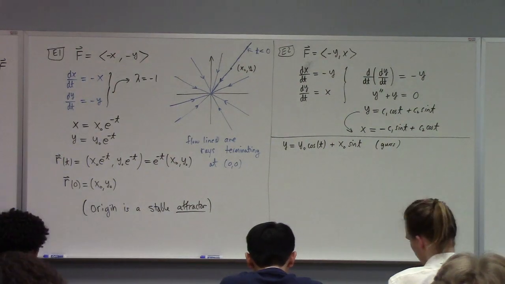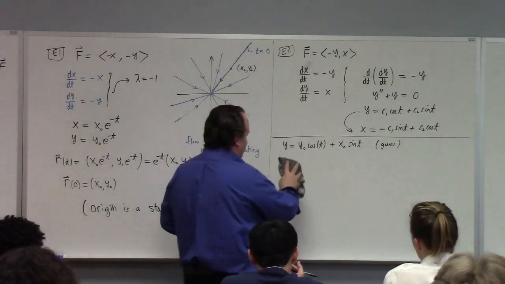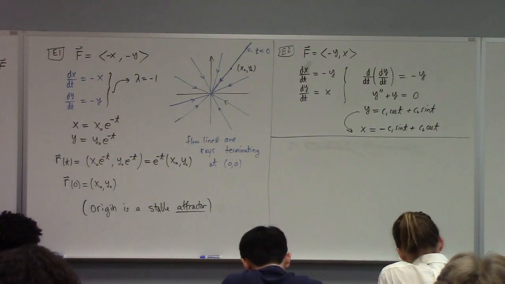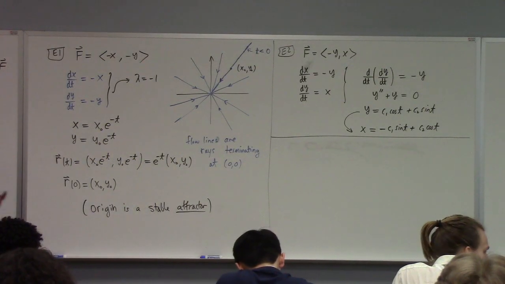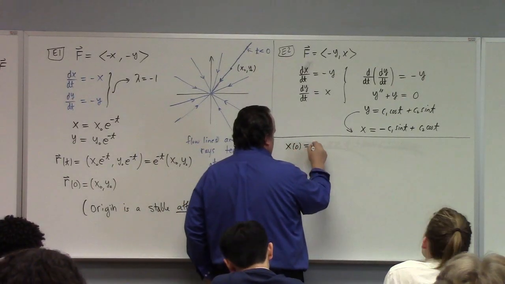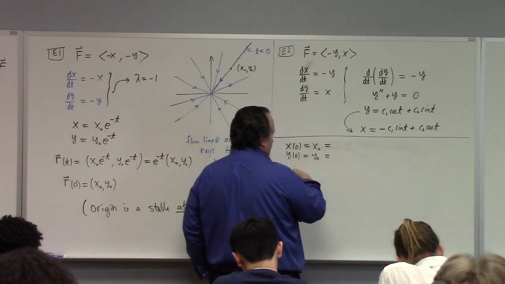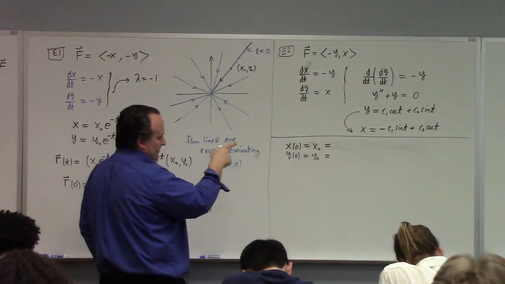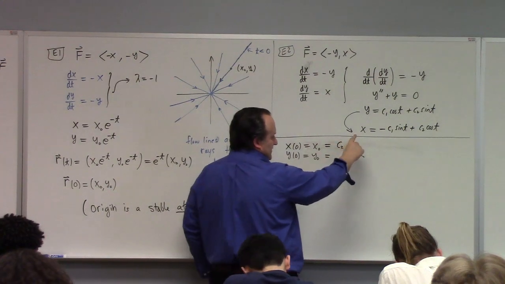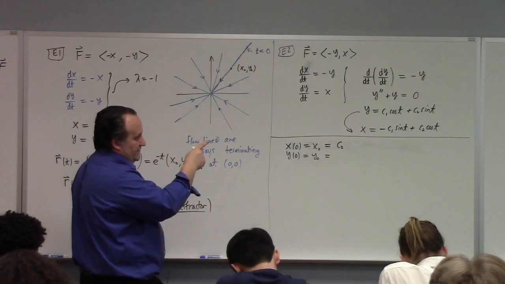What do I want right now? The c1, c2 formulas above are general, right? So we can solve those for the desired x naught, y naught. So I want x of 0 to be x naught and y of 0 to be y naught. On the flip side, those are equal to what? Well, x of 0 is just c2. If I plug 0 into this, I get sine of 0, which is 0, cosine of 0 is 1. Plugging 0 into the y formula gives me c1.